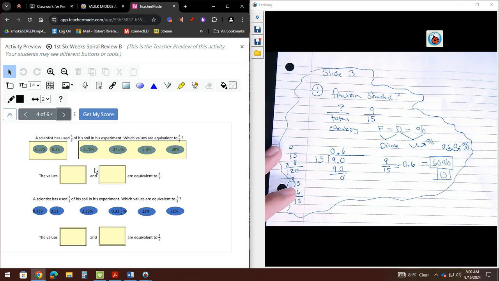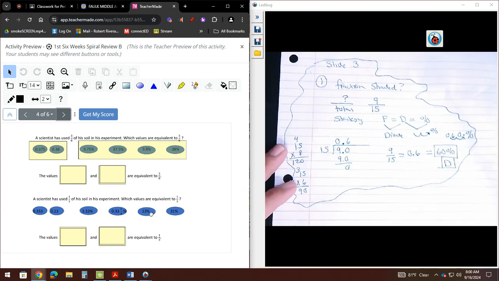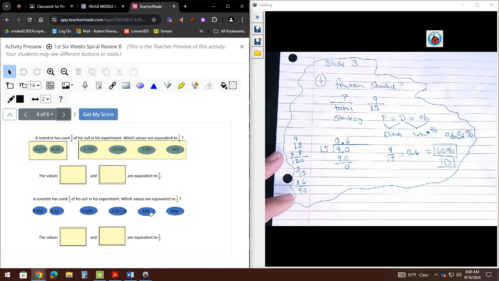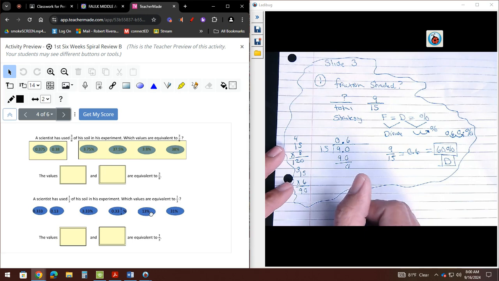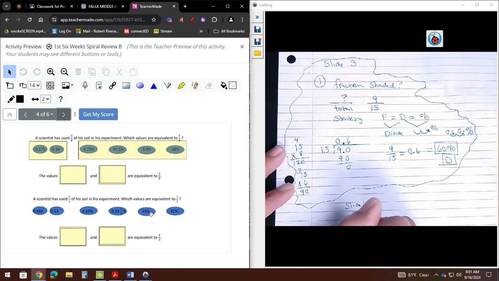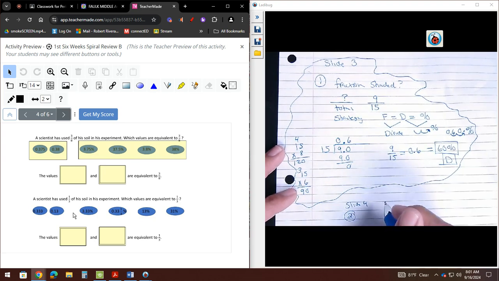Slide 4. We have 2 problems here. I'm gonna do the top one, and then no, I'm gonna do the bottom one. I'll do the bottom one. You'll do the top one. Okay. So it says a scientist has used 1/3 of the soil in the experiment, which is equivalent to 1/3. So this is slide 4, and I'll call this number 2. Slide 4, number 1 is the top, number 2 is the bottom. Okay. So they want to know something that's equal to 1/3.